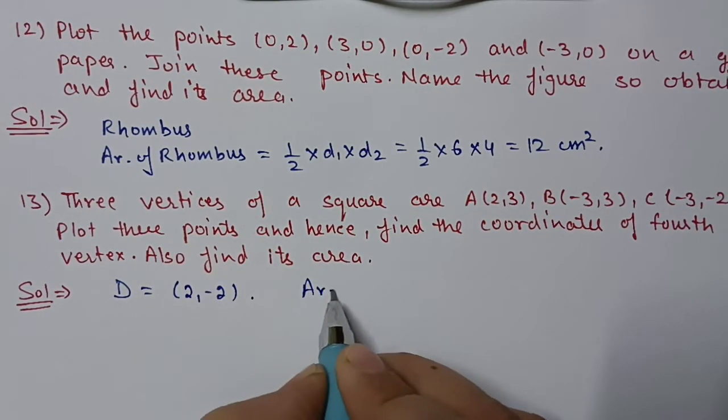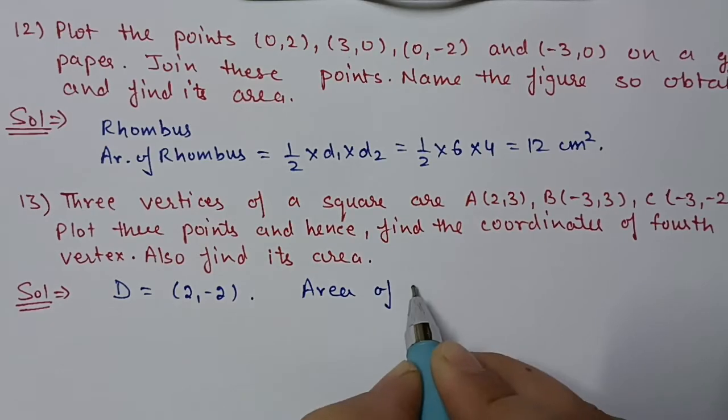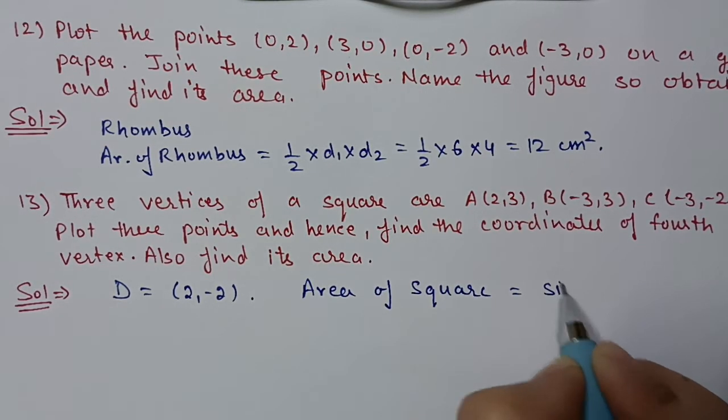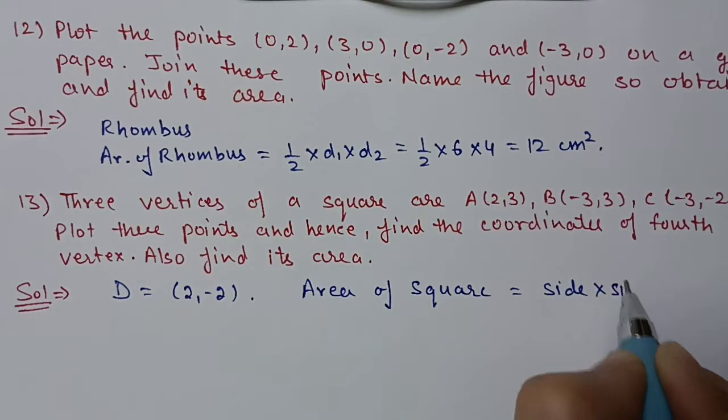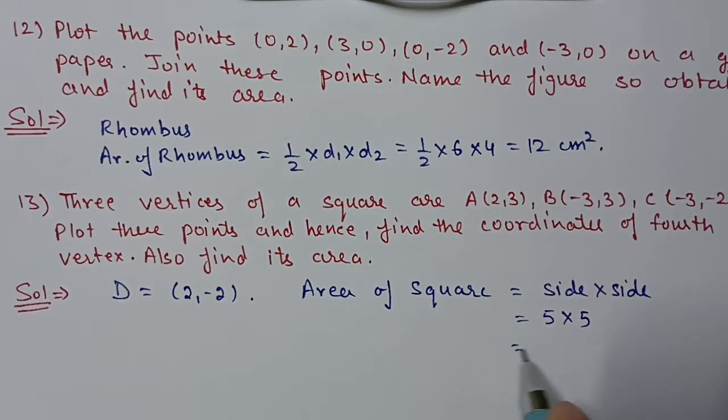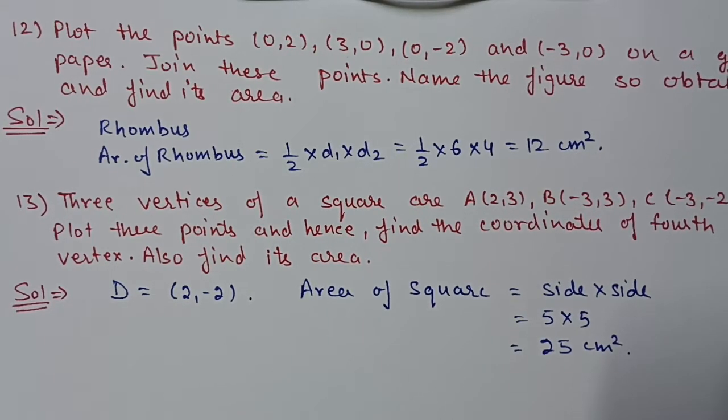Then area of square is equal to side into side. And one side we got 5. 5 into 5 equal to 25 centimeter square.